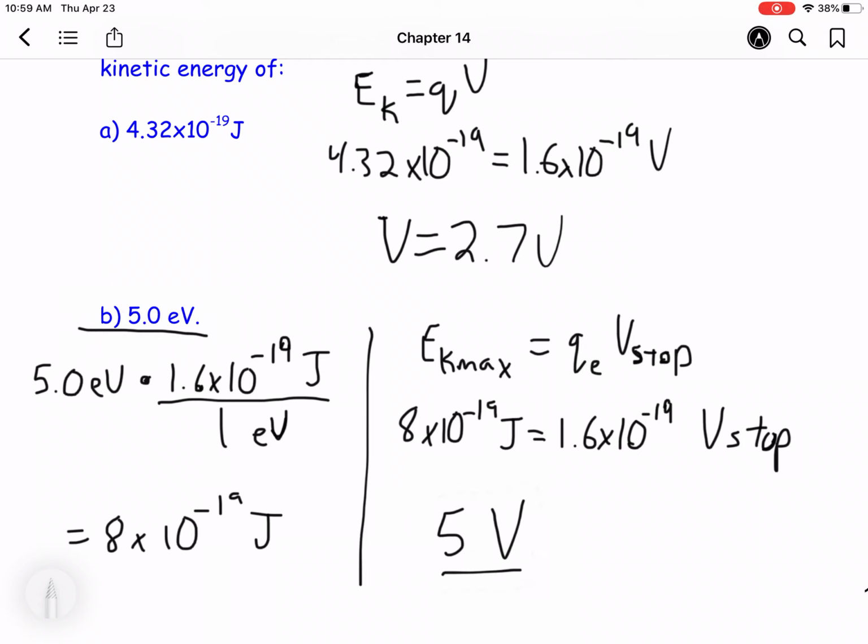And so what that tells you is, oh yeah, I forgot. Electron volts is based on how much voltage it takes to stop an electron, right? 1 eV is 1 volt stopping 1 electron. 5 eV is 5 volts stopping 1 electron, right? So that makes sense. If you have the energy in eV, then this V stop is the exact same, and that's the way it works. So it's kind of interesting that way.